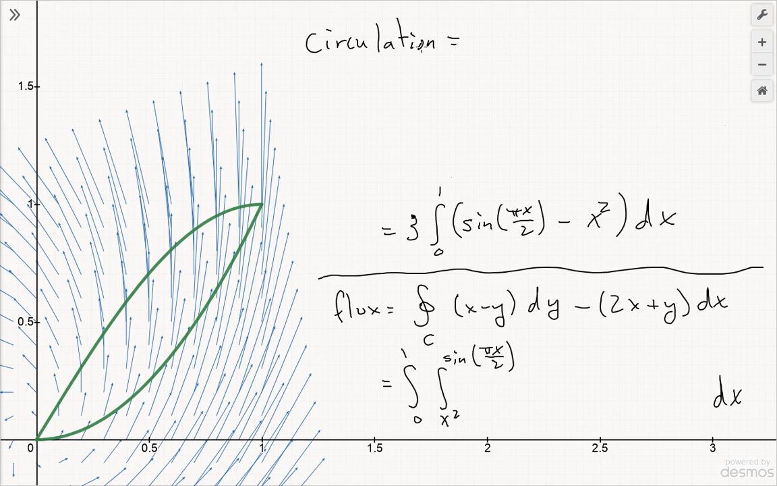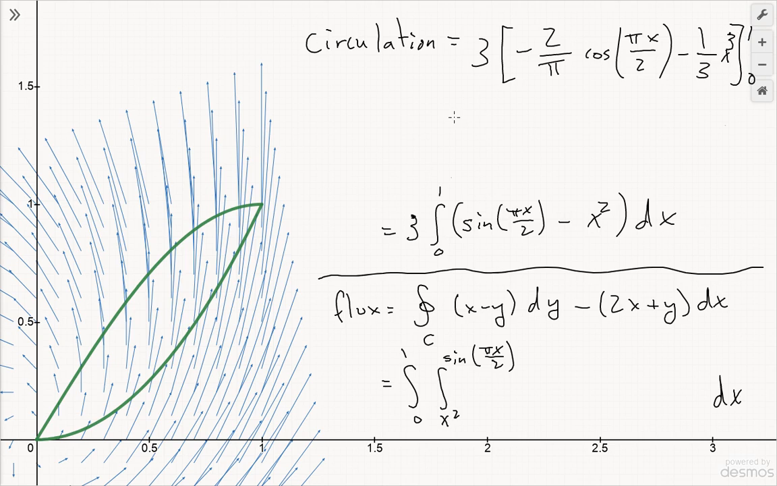And now that becomes 3 times negative 2 over pi cos pi x over 2 minus 1/3 x cubed at 1 and at 0. So that's 3 times cos pi over 2 is 0 minus 1/3. Then cos 0, so plus 2 over pi minus 0. So this will be 6 over pi minus 1.